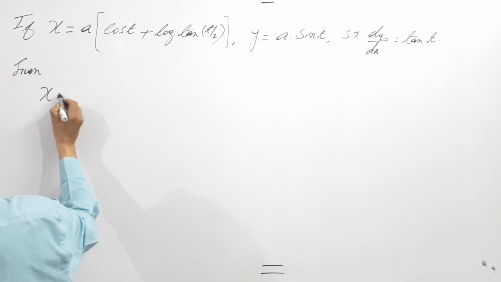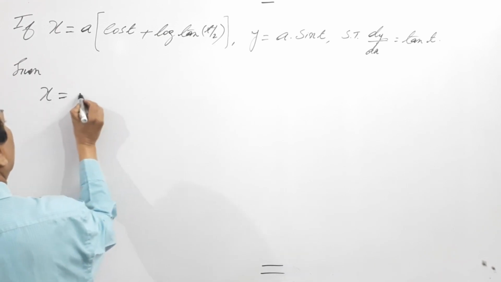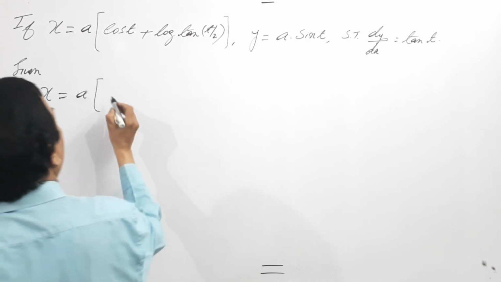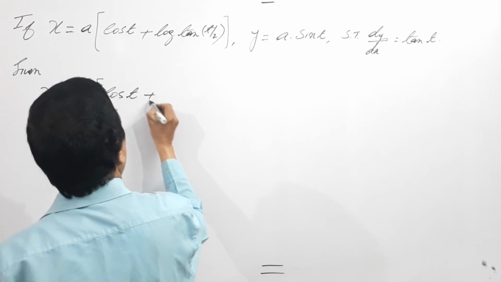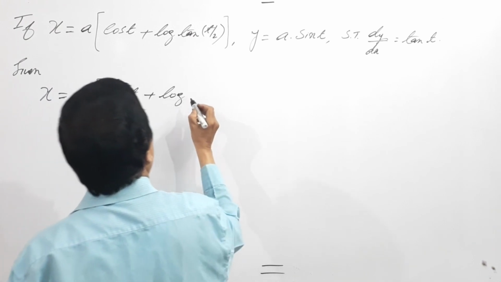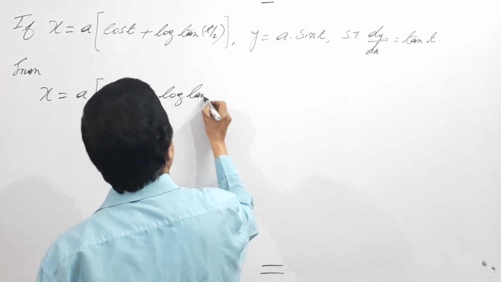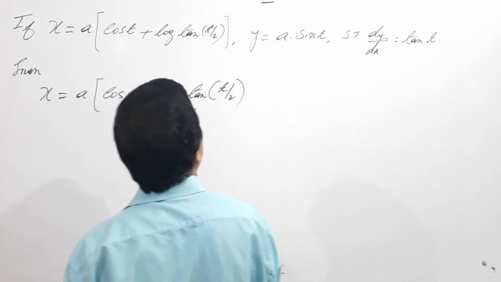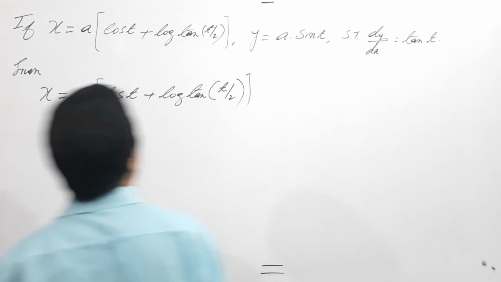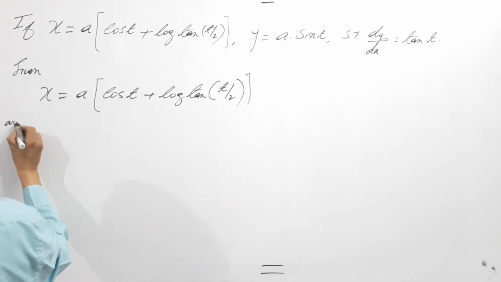Given x equals a into cos t plus log tan of t by 2. Now what is dx by dt?